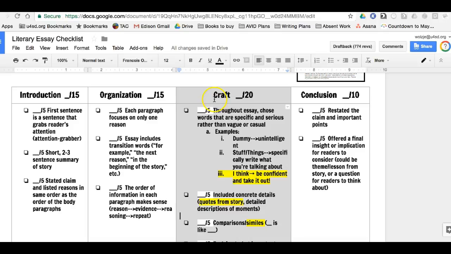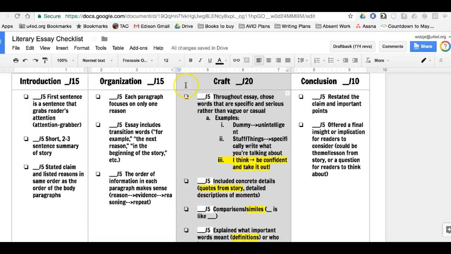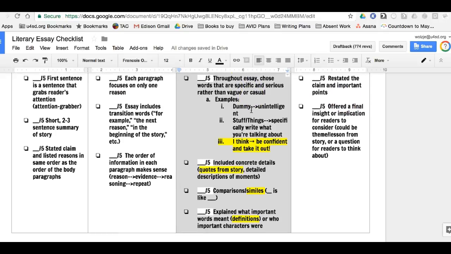For this essay, you're going to be most likely graded on craft and conclusion, but again, it just depends on what you were graded on last time. So, we've talked about all three of these: introduction, organization, conclusion. Right now, I'm going to talk about craft.